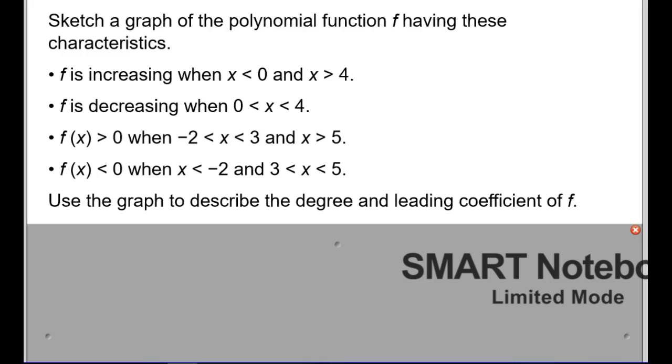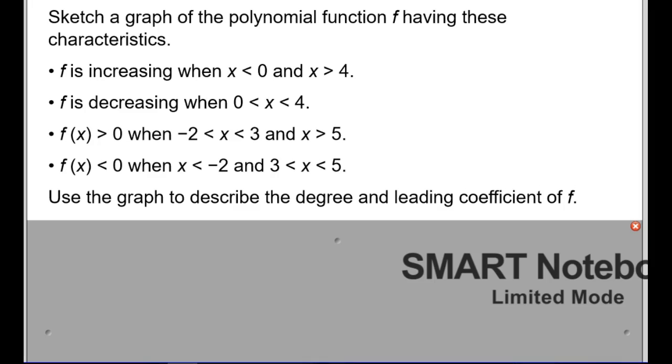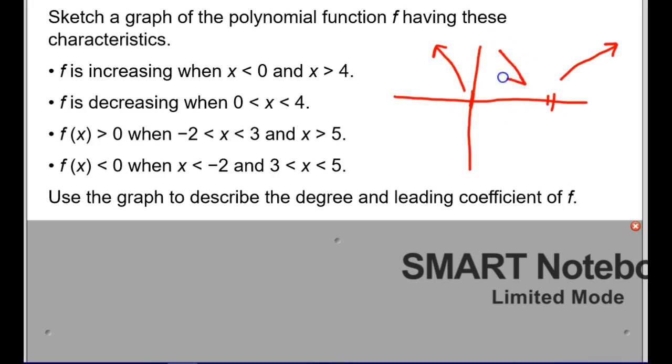Okay, so here I'm given some characteristics of this graph, and I have to sketch what the graph looks like. Okay, so here's what we can kind of look at. So f is increasing when x is less than 0 and when x is greater than 4. Okay, so I like to draw myself a little hint here. So I see when x is less than 0, it's going to be increasing, and we're going to say that that is 4. It's also going to be increasing on this side. So it's decreasing between these two, between my 0 and 4. So here it's going to be decreasing.